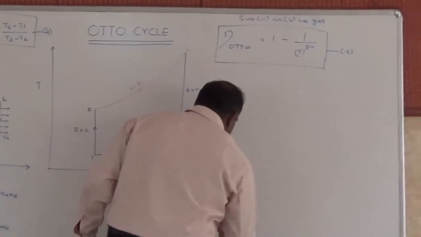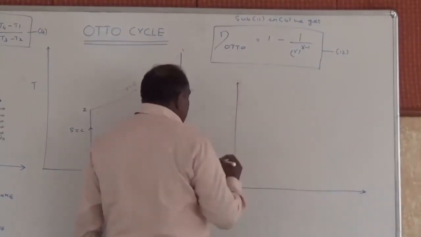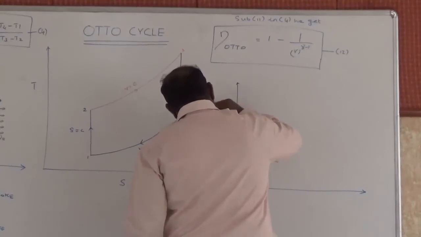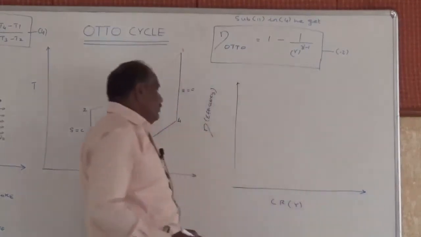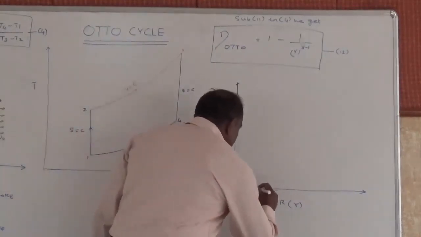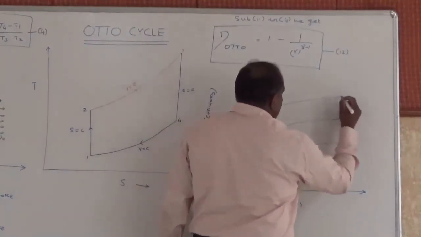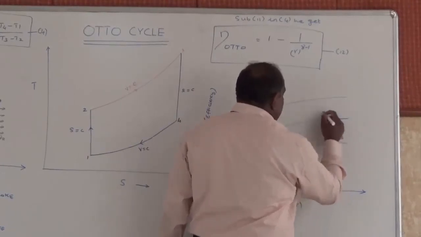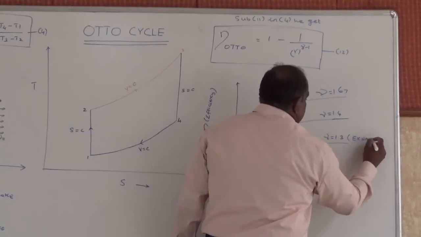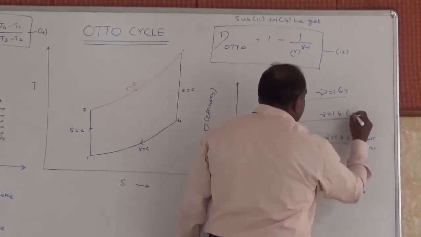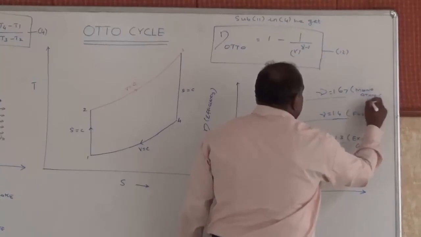We can also explain this one with a small graph. In the y-axis, I can take the efficiency. In the x-axis, I can take the compression ratio r. Gamma equal to 1.3, gamma equal to 1.4, gamma equal to 1.67. This gamma equal to 1.3 is obtained for exhaust gases. Gamma equal to 1.4 is for air. And gamma equal to 1.67 for monoatomic gases.